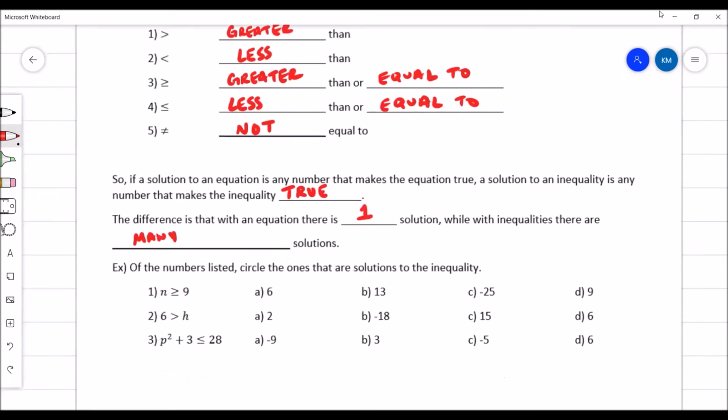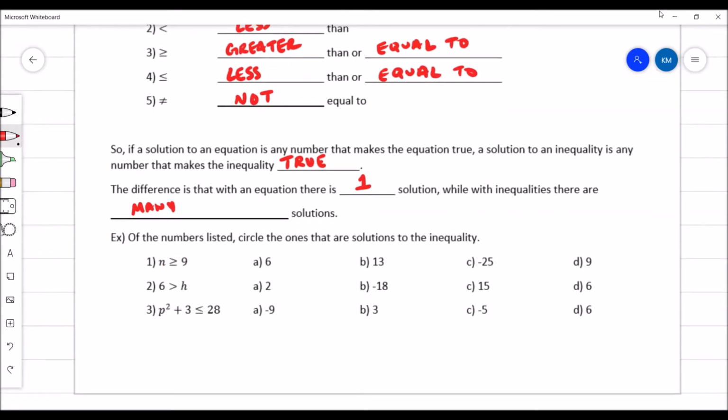Okay, so let's look at some examples here. It says, of the numbers listed, circle the ones that are solutions to the inequalities. So here, the first one we have n is greater than or equal to 9. As we look at these different options, A, 6. 6 is not greater than or equal to 9. It doesn't work. B, 13. 13 is greater than 9, so it is greater than or equal to 9. Negative 25, less than 9. D, 9 is equal to, so it's not greater than, but it is equal to, so it is greater than or equal to.